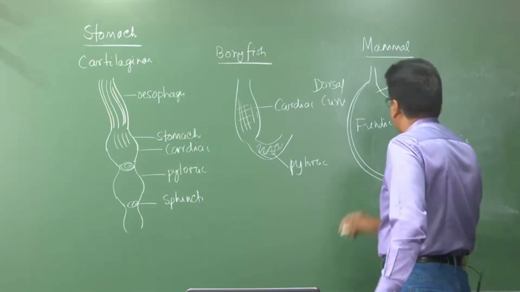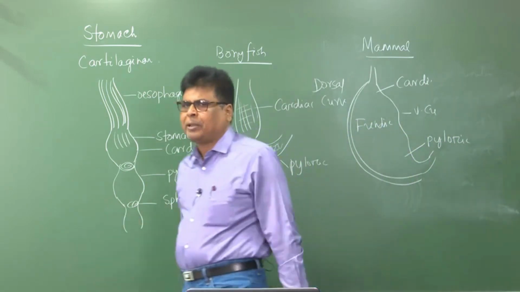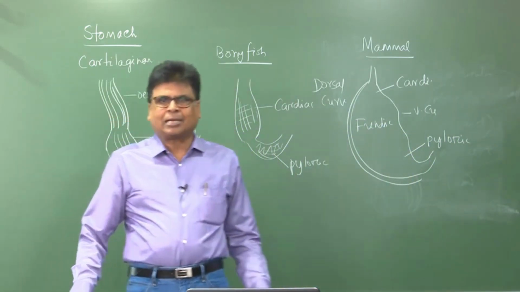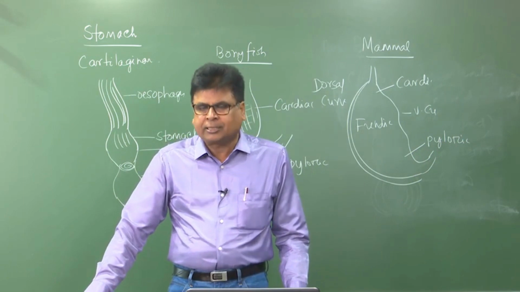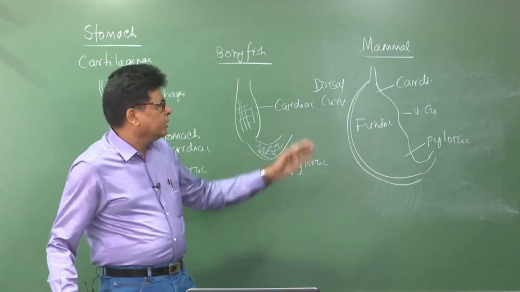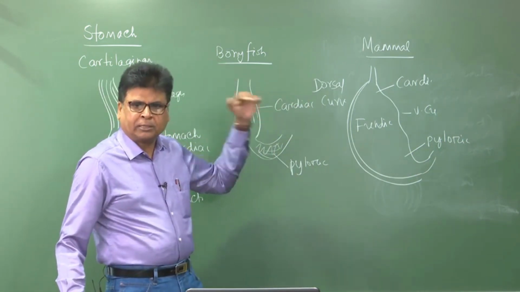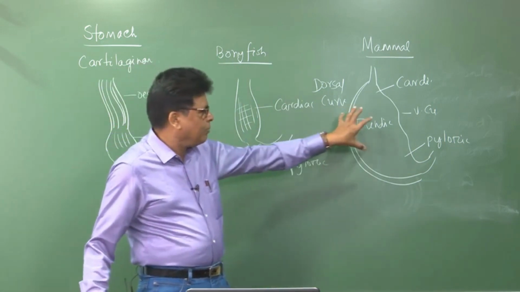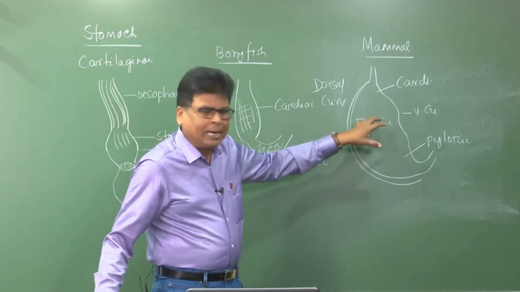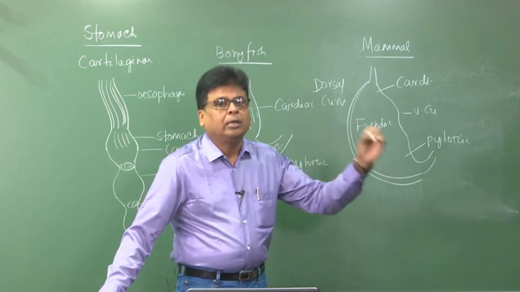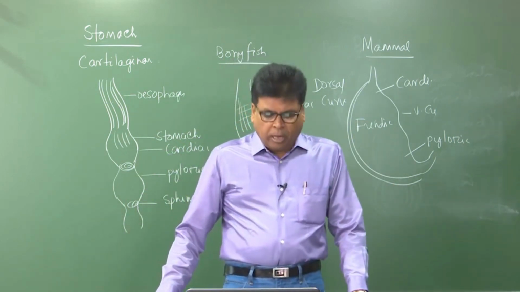In mammals, the stomach is a large bag-like, sac-like structure, and this sac is divisible into three parts. The anterior one, which connects to the esophagus, is known as the cardiac stomach. The main body is known as the fundic part, and the narrow region communicating with the intestine is known as the pyloric part.